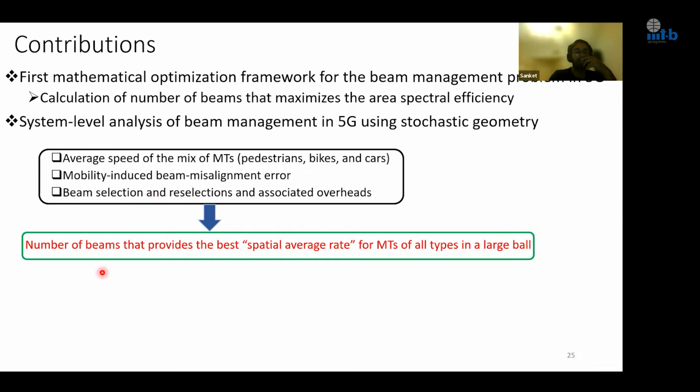And then we find the number of beams that provides the best spatial average rate for the mobile terminals of all types in a large area. So as I said earlier, stochastic geometry usually gives you the average performance of different performance metrics. So we focus on this average rate.